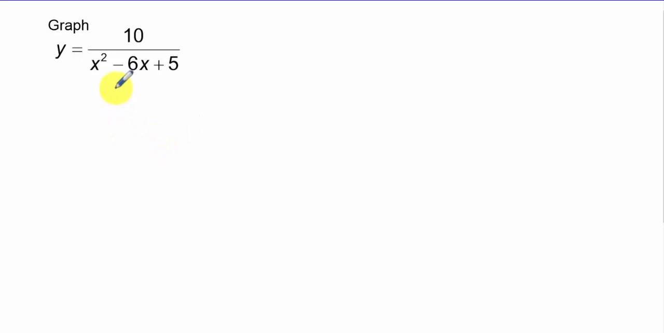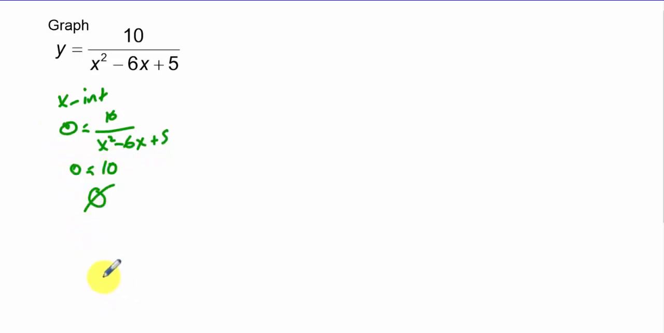Okay, so in this case, again, we're going to find the x-intercept, set y equal to 0. This brings about an interesting situation, because if I multiply this to the other side, I get 0 equals 10. So there are no x-intercepts. The y-intercept, we set x equal to 0, which gives me a 2.